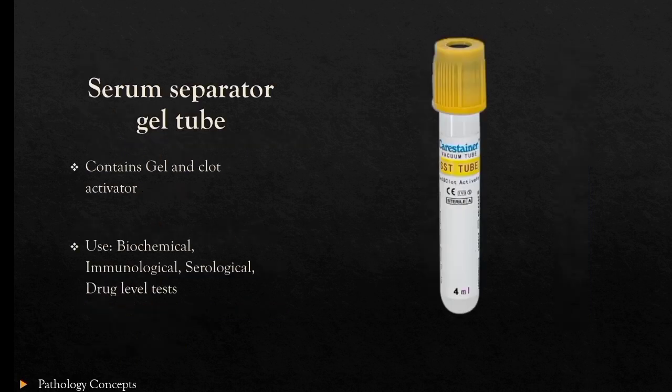Serum separator tube. It contains gel and clot activator. So when the blood-filled tube is centrifuged, the serum part and the RBC part are separated by the gel. It works as a barrier. It is used in biochemical, immunological, serological and drug level tests.